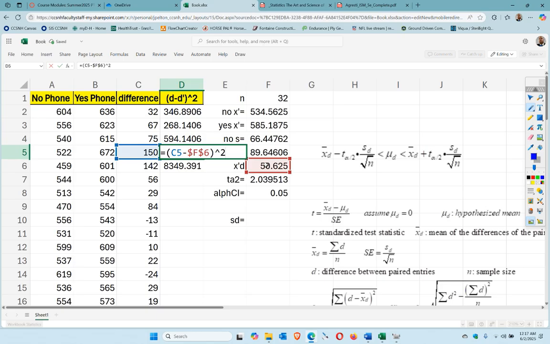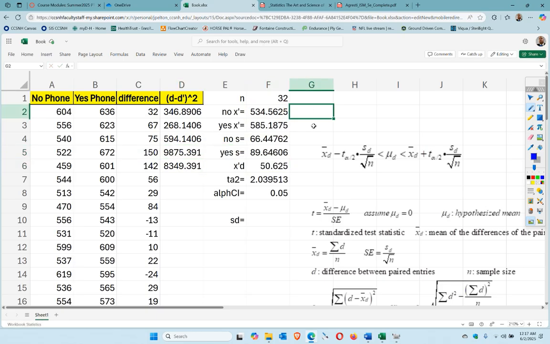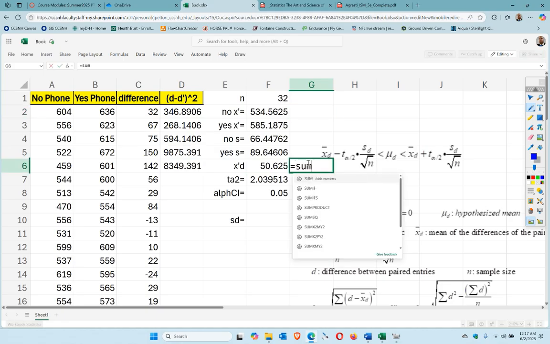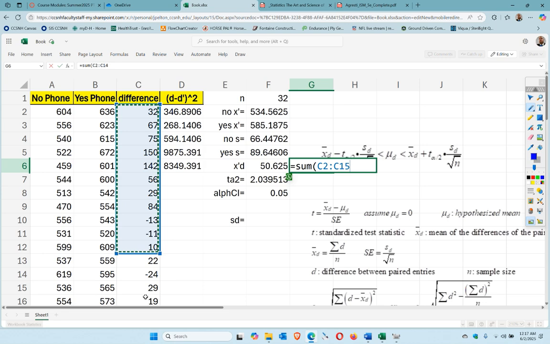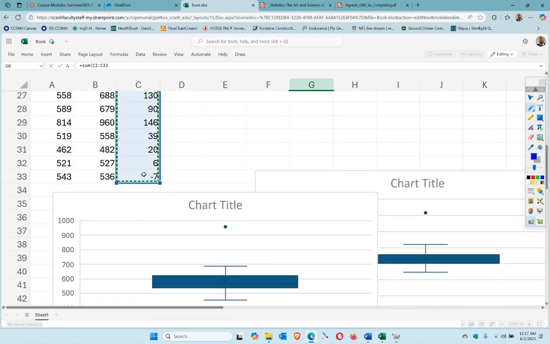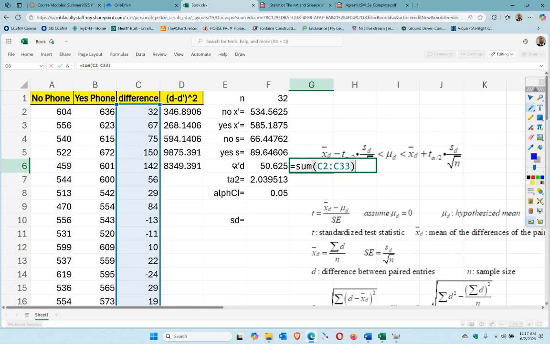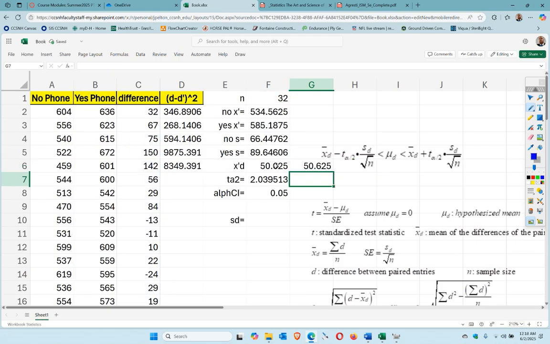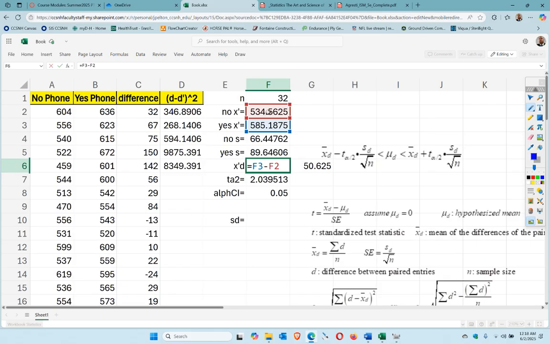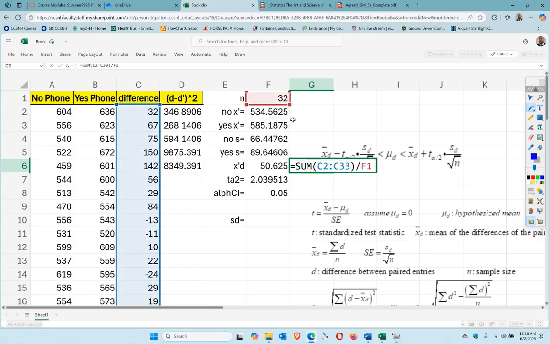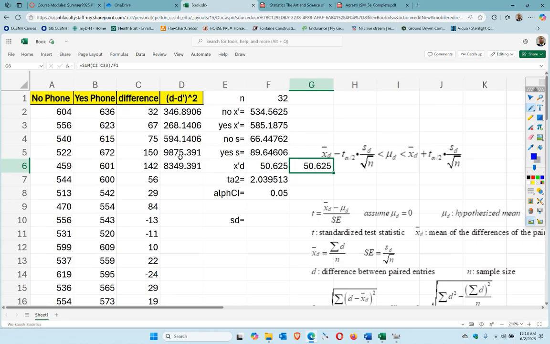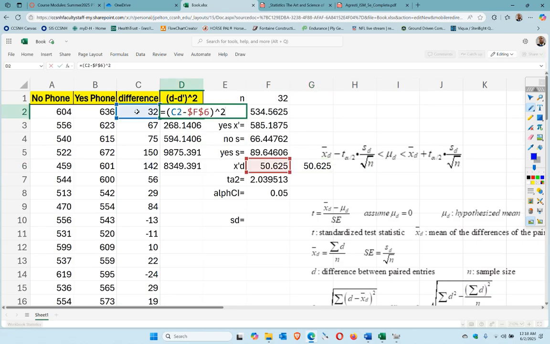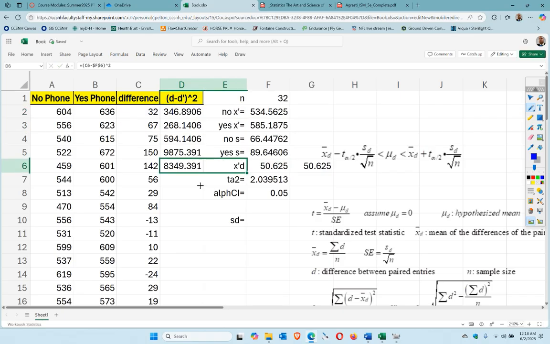So you notice I did the difference between the individual differences and the mean, but you can also do equals the sum of all these differences, take all these differences and add them up, and divide by the number, and you get the same answer. So you can do the difference between the total means or the sum of the individuals, you get the same answer. It doesn't really matter. Either way, this is the individual difference minus the mean difference squared. So I drag this all the way down.